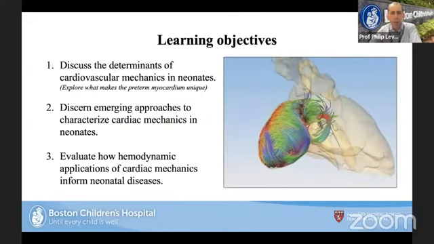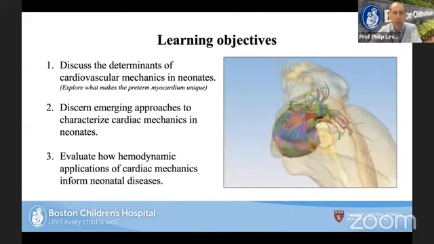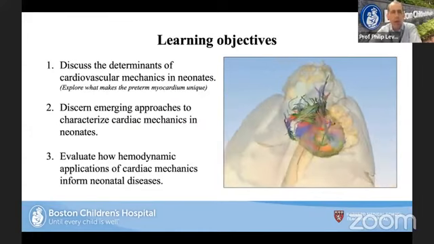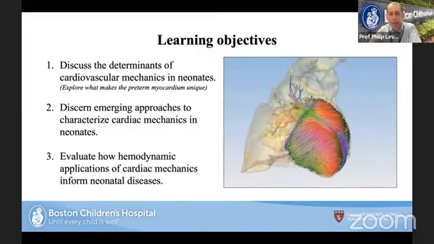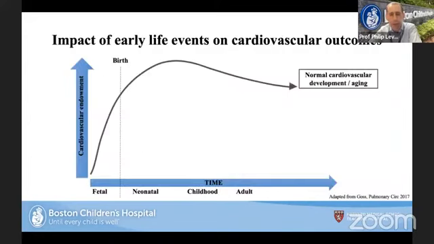So the learning objectives today are threefold. I want to discuss the determinants of cardiovascular mechanics. Specifically, I want to understand what makes the preterm heart unique. Then I'll talk a little bit about emerging approaches to characterize cardiac mechanics. And of course, answer many of your questions in the chat about how to integrate this into your own clinical practice. And finally, we'll talk about different hemodynamic applications as they relate to different neonatal diseases. So this is really the premise.